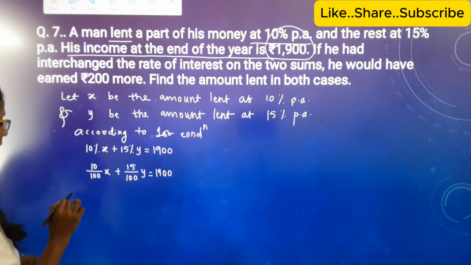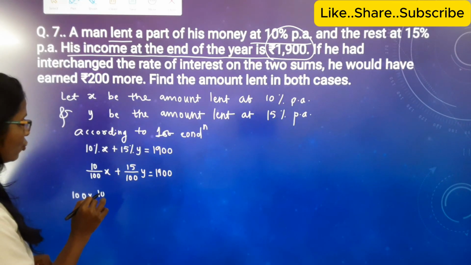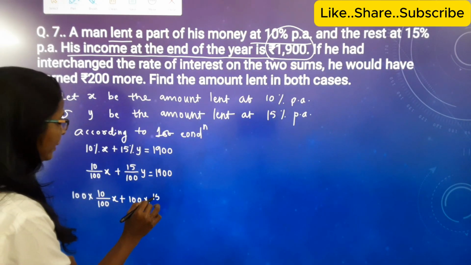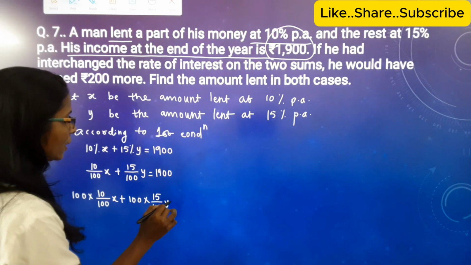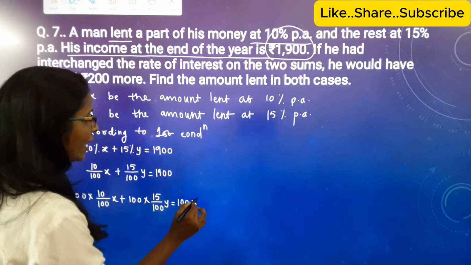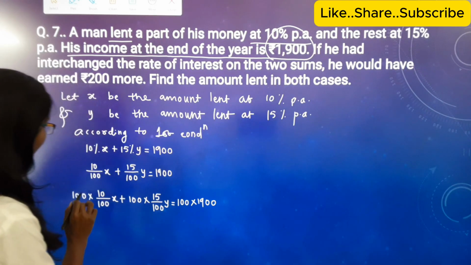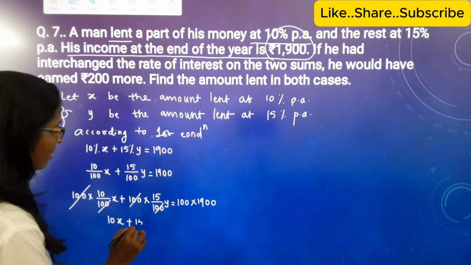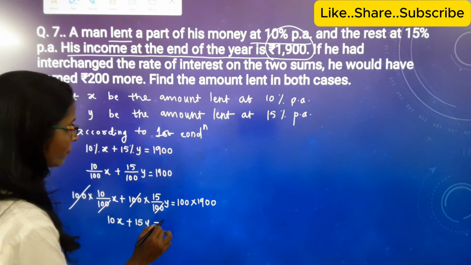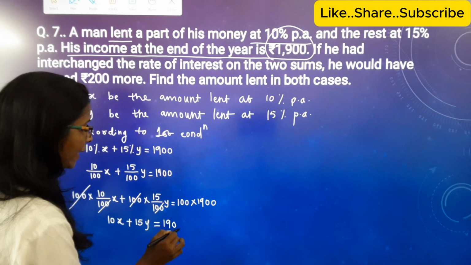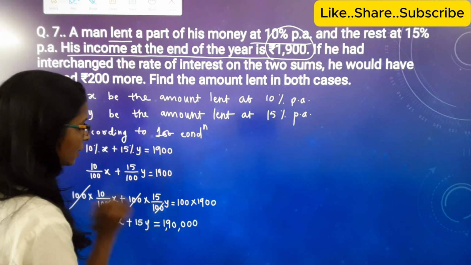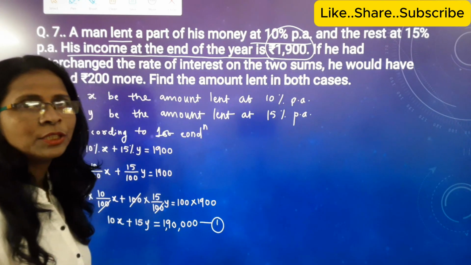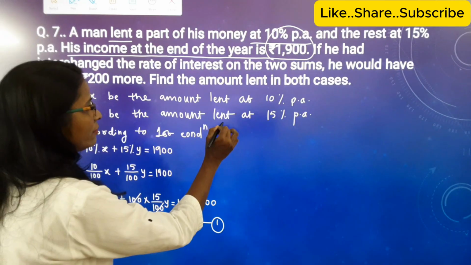So here remove the denominator 100. So here we multiply both the sides by 100. So 100 multiply 10 upon 100 x plus 100 multiply 15 upon 100 y is equal to 100 multiply 1900. So here 100 gets cancelled. We have 10x plus 15y is equal to 1,90,000. Okay. So now call it the first equation. Okay, students, call it the first equation.